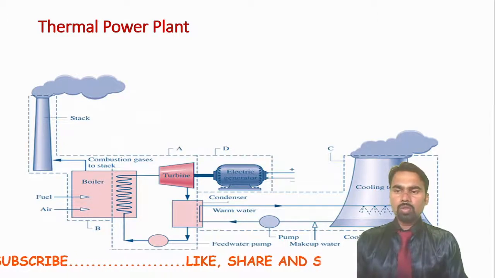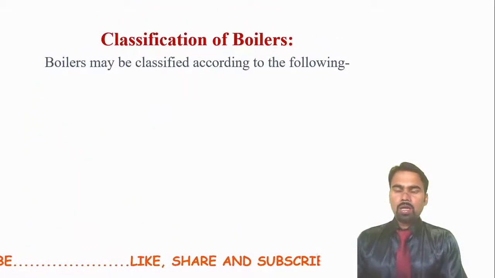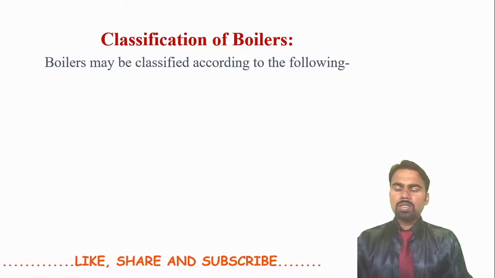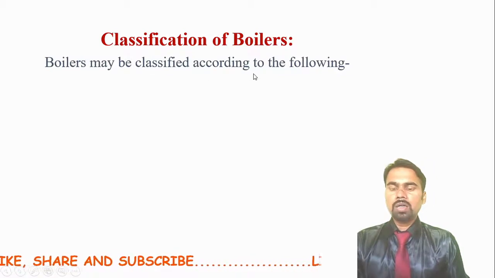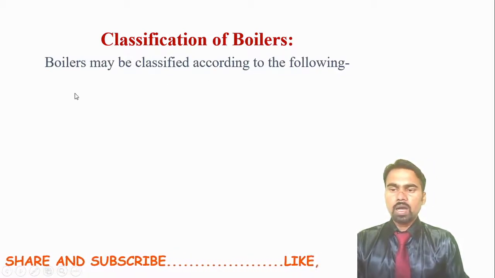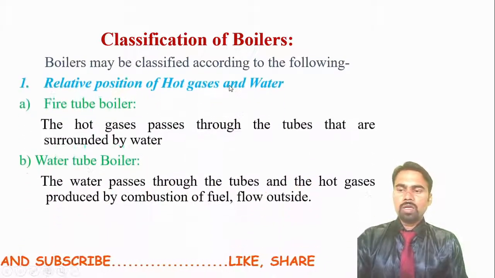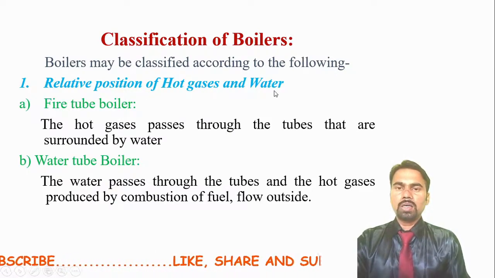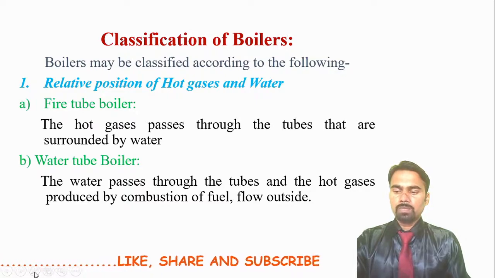This diagram also shows the thermal power plant. Okay, same components. Then the next point is classification of boilers. Okay, this is just a recap of the thermal engineering subject which you studied earlier in second year, right? Boilers may be classified according to the following types. The first parameter is the relative position of hot gases and water.